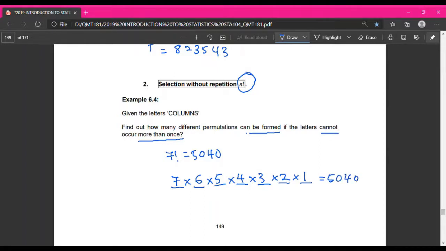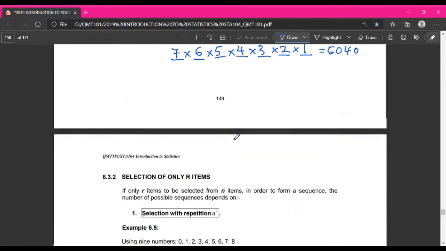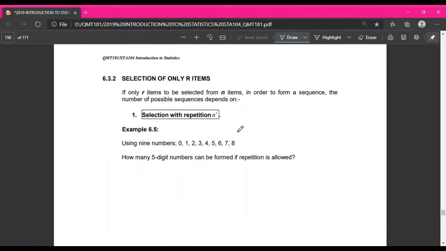Okay. Ini kalau kita gunakan all the item. Ada 7 nak guna semua 7. Yang kedua, the next one pula adalah only selection of R item sahaja. Daripada N item, kita hanya pilih untuk gunakan R item sahaja. R item to be selected from N items in order to form a sequence. Syarat dia kita nak make arrangement, make a form ataupun sequence. So kita gunakan permutation formula.